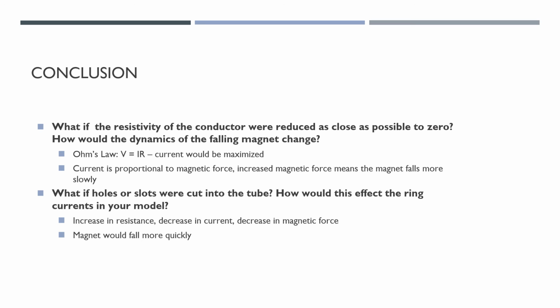Then, what if holes or slots were cut into the tube? How would this affect the ring currents in your model? This would do the opposite. It would increase resistance, which would decrease current, and further decrease magnetic force. That means that the magnet would fall much more quickly.